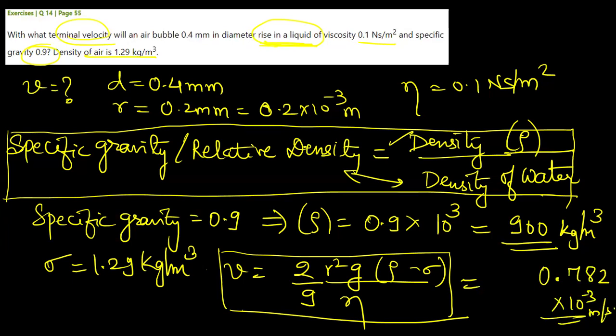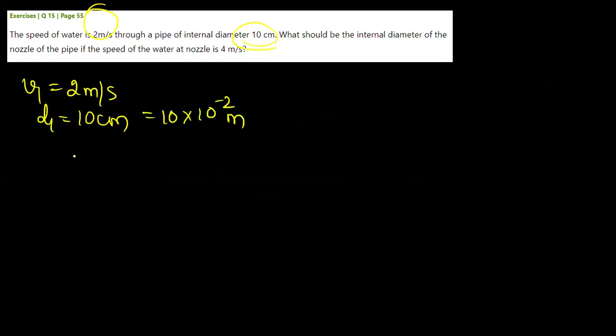The speed of water is 2 meter per second. So first speed they have given v1, let us assume this is v1, 2 meter per second, through a pipe of internal diameter given to you. Suppose d1 is 10 centimeter. What should be the internal diameter? Convert centimeter to meter. Again the radius, take out the radius from this, 5 centimeter, 5 into 10 raised to minus 2 meter.